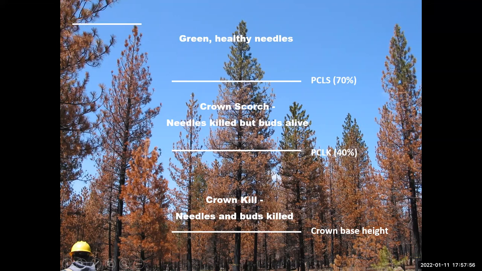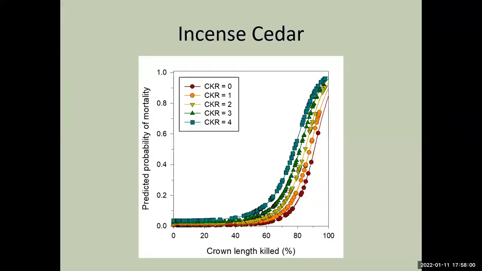So what's the importance of those percentages? Well, when we crank out our models here, those percentages help us get to a predicted probability of mortality. And this is just an example from incense cedar. And all of these model graphs I'm going to show you, some of them were made on preliminary data. I kind of picked the ones that just showed a really good diagram. So some of these don't necessarily represent the final data from our study. Just wanted to throw that out there.